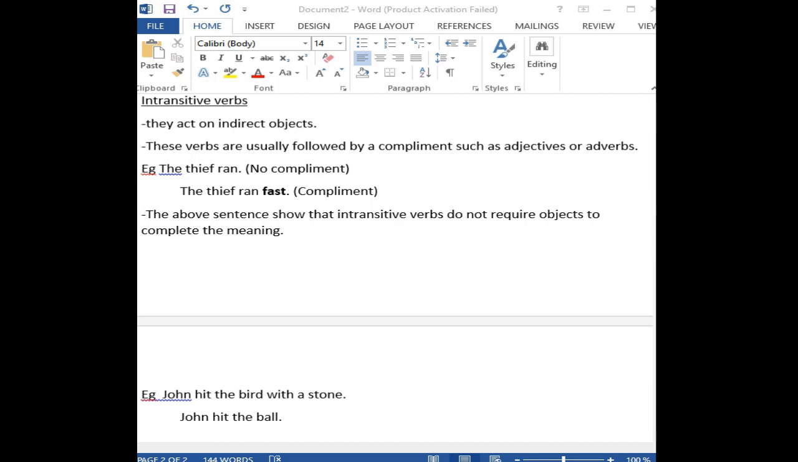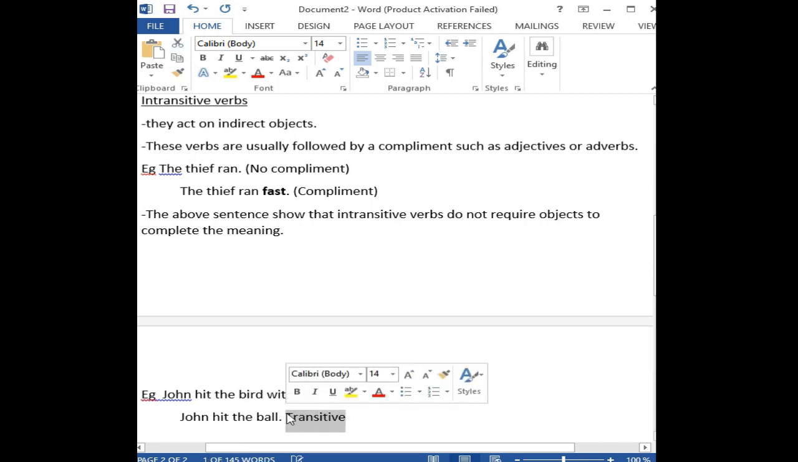Let's do this. John hit the ball. The ball was hit by John. So here, one is transitive. Transitive. Transitive. Yeah, like that.